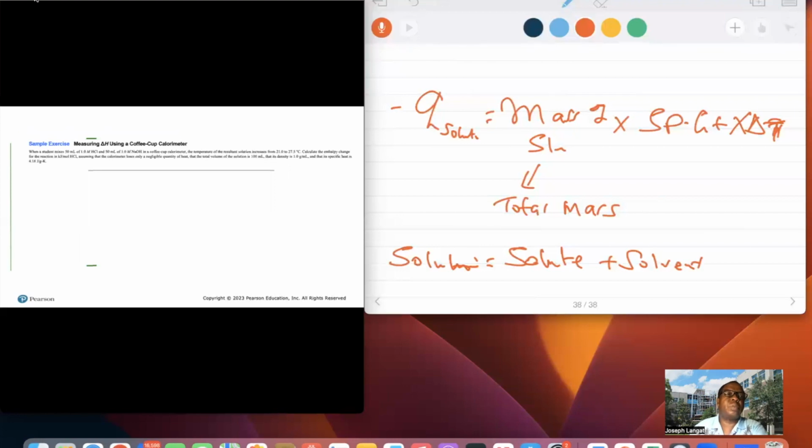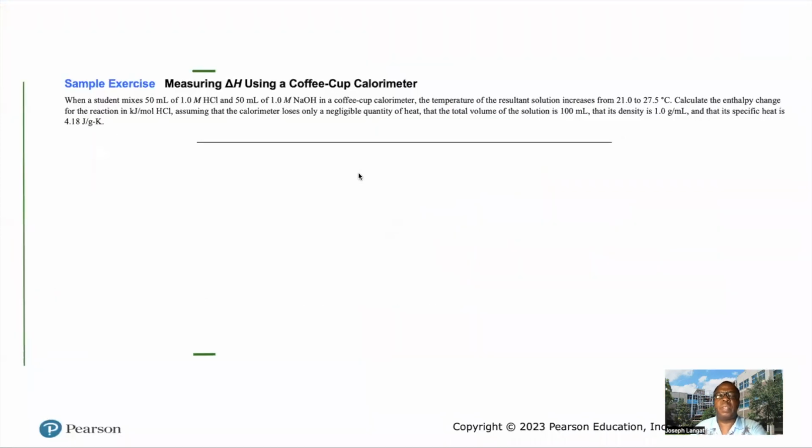If this is too small, if you have it here, this is a worked example: measuring the change in enthalpy for a reaction using a coffee cup. This is what I was talking about, having the total volume, total mass of the solution.